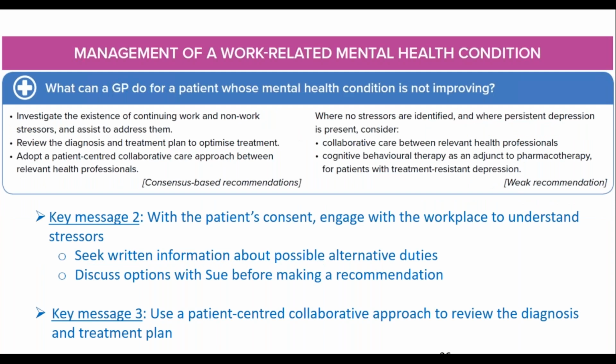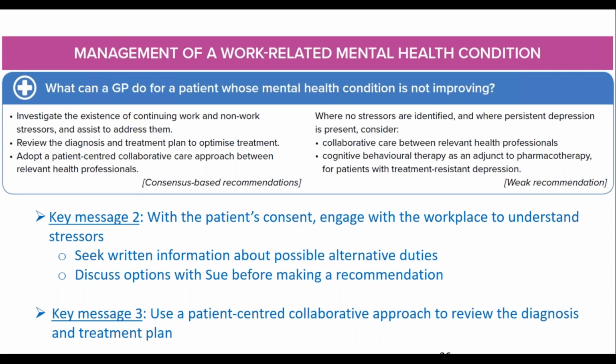So when a GP's patient is not improving, what can the GP do? And here we have a couple of recommendations. The first is to investigate the existence of continuing work and non-work stresses, as we've just discussed. Also to review the diagnosis and treatment plan to optimise treatment and adopt a very patient-centred collaborative care approach involving all the relevant health professionals. And when no stresses are identified, but particularly where there's persistent depression, to really be collaborative in the care and use CBT as an adjunct to pharmacotherapy.